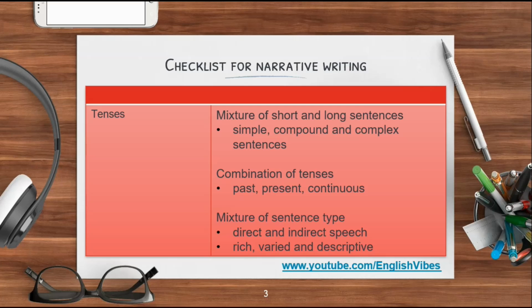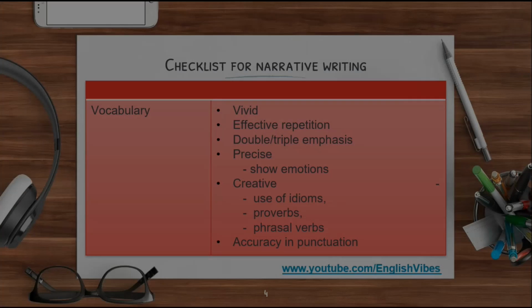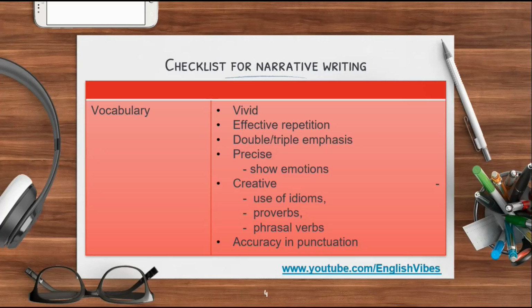If you want to have rich and descriptive sentences, you need to use high-end vocabulary. Now, coming back to vocabulary, it should be vivid. Also use effective repetition. Remember how you want to use the repetition: do not use the same words to repeat the ideas. Try to use a variety of words. That makes your repetition effective. And you may also use double and triple emphasis. I have also shared double and triple emphasis in my previous videos. You can check them out.